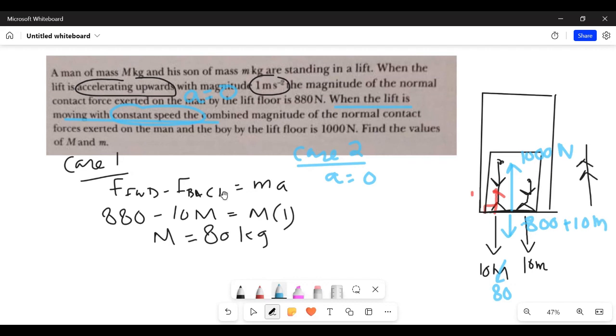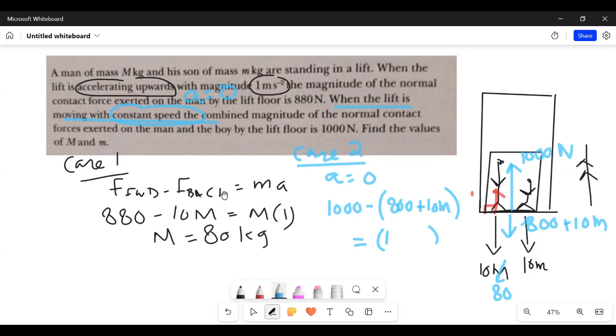Okay. So let's apply the formula. Forward force is 1000 minus backward force, in brackets, I'm going to write 800 plus 10m, equals ma. What should be the m here? M is again the combined mass. So combined mass is 10m.